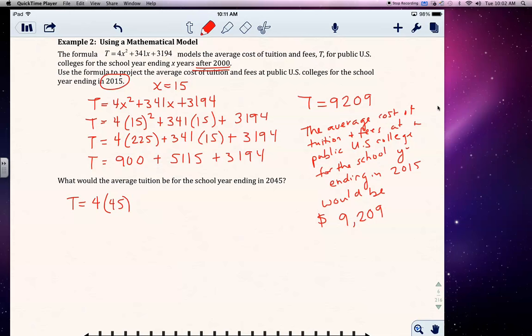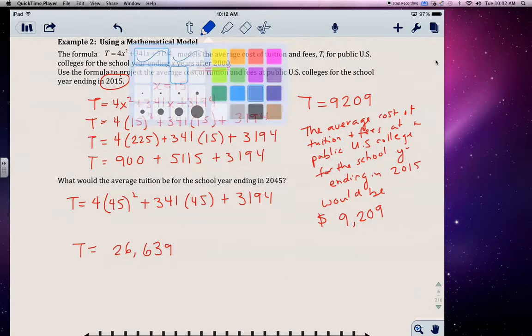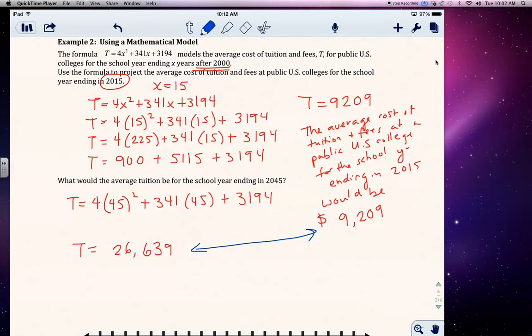So T would equal plus 340. If you have the TI-30X2S calculator I had y'all purchase, you can actually type in this entire problem in the calculator. Type in 4 parentheses 45. I use the square button, which is on the left hand side. 1, 2, 3, 4, 5, 6 parentheses 45 plus 3194, and I get T equals 26,639. So you can see a definite jump between those 2 different school years.